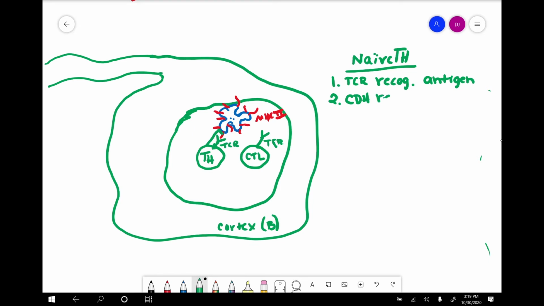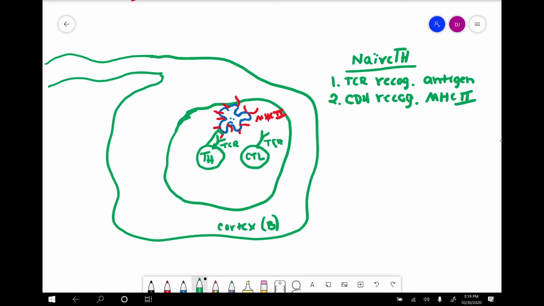So we need the CD4 to recognize an MHC2. Why is it so important? Well, remember, helper T cells are only supposed to be activated by an antigen-presenting cell. Well, only antigen-presenting cells are allowed to have MHC2 receptors. So this step basically says, yep, I've got the right information, but not only do I have the right information, I have it from the correct source.